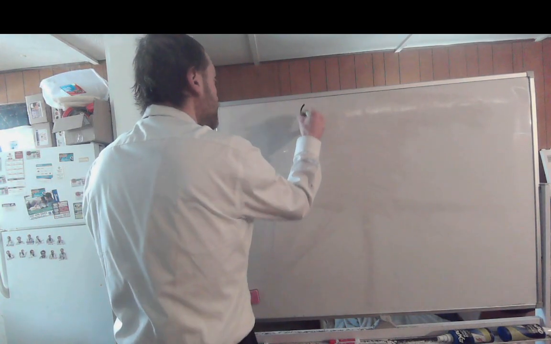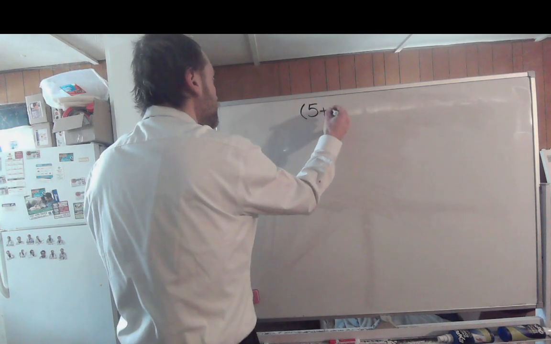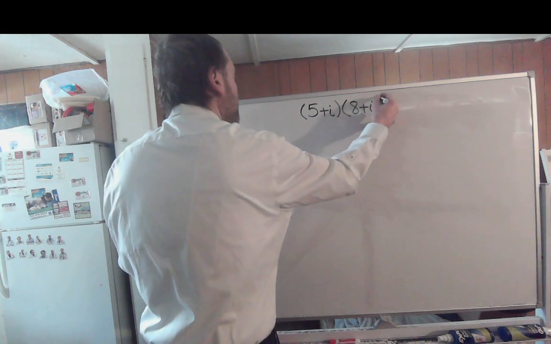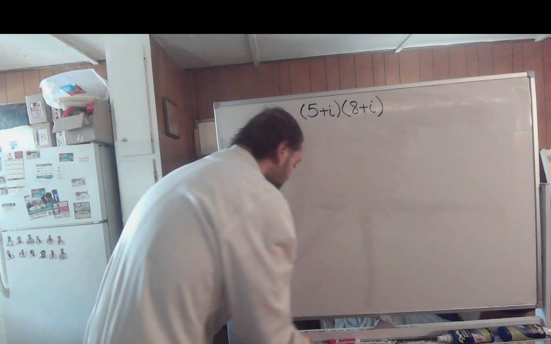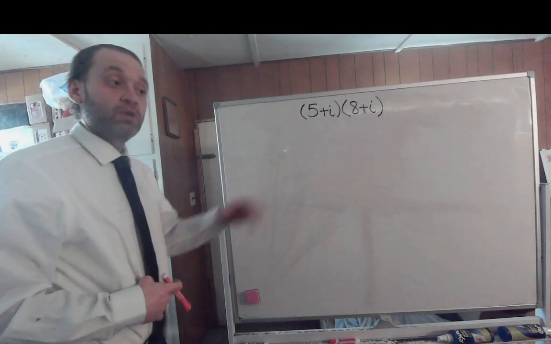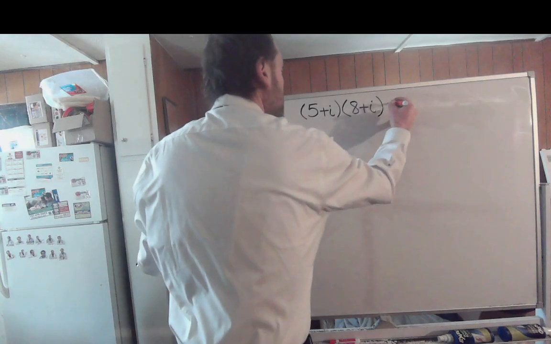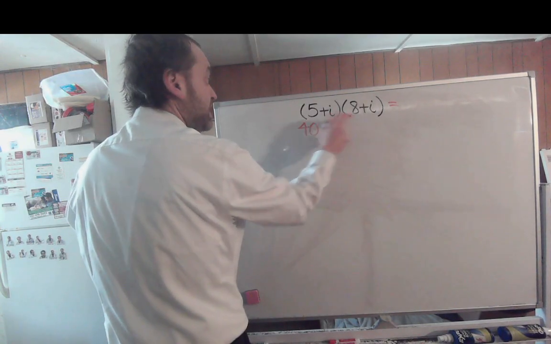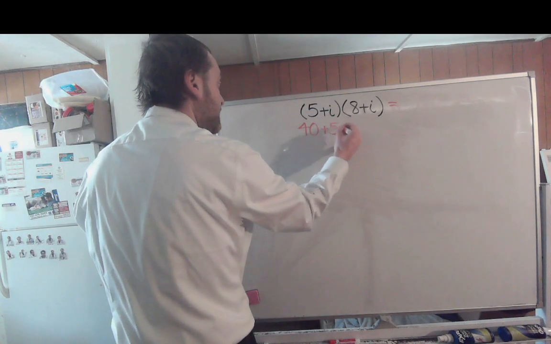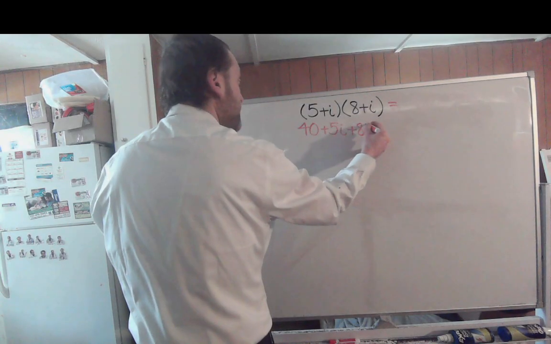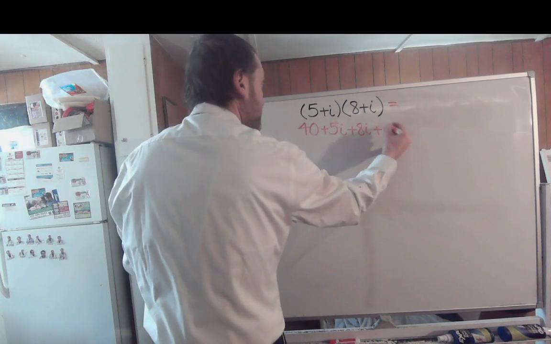All right. We got two quantities. So 5 plus i, that quantity times the quantity of 8 plus i. So now we have two quantities being multiplied. Well, you're still going to do it like you would a FOIL with a variable. So what is 5 times 8? That's 40. Plus 5 times i, that'd be plus 5i. Plus i times 8, that'd be plus 8i. Plus i times i, that'd be plus i squared.